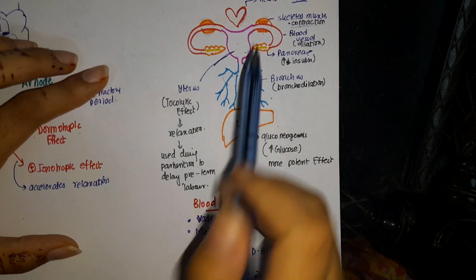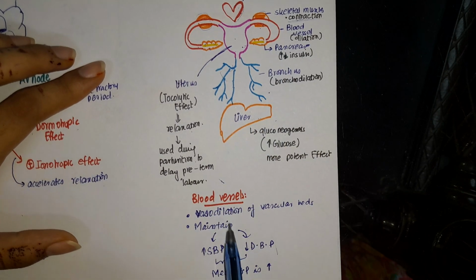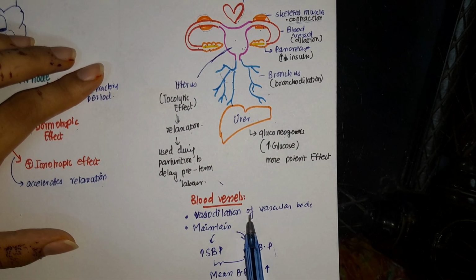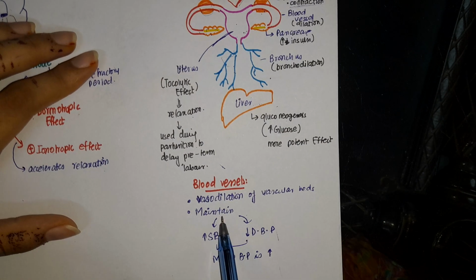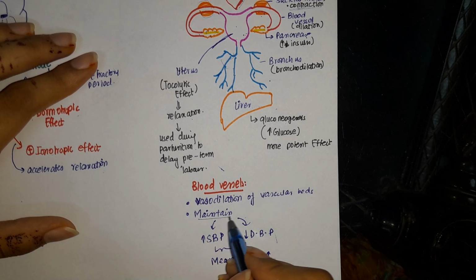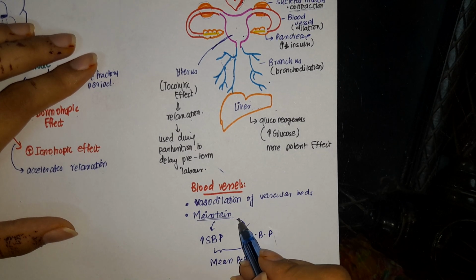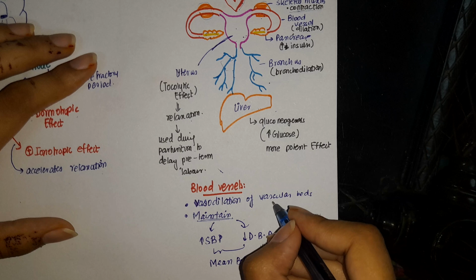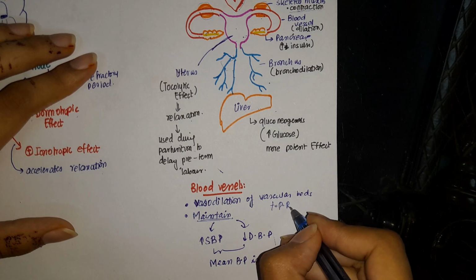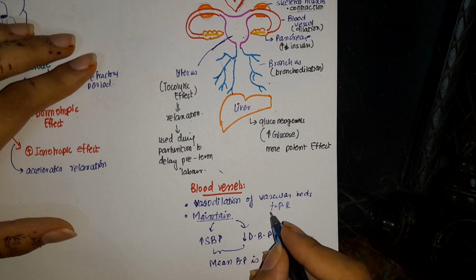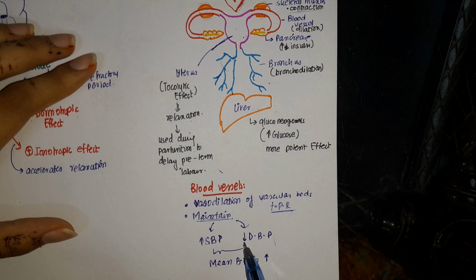Going to the blood vessels, this is the blood vessels that we can observe. In the blood vessel, there will be vasodilation of the vascular bed. Whenever there will be vasodilation, there will be decrease in total peripheral resistance. Decreased total peripheral resistance will allow the diastolic blood pressure to decrease and the systolic blood pressure to increase.